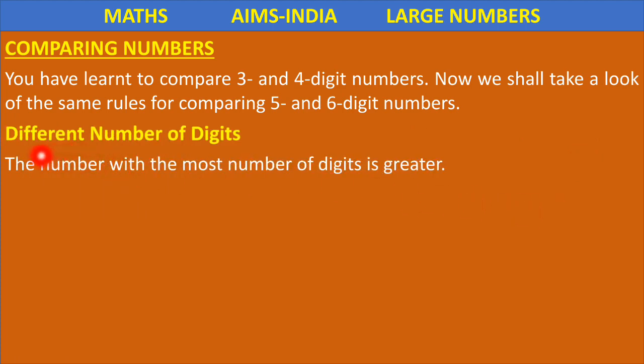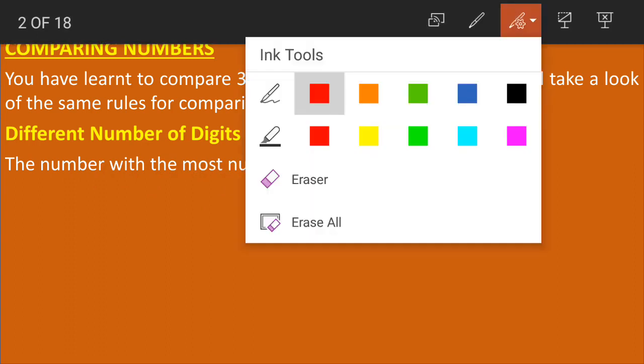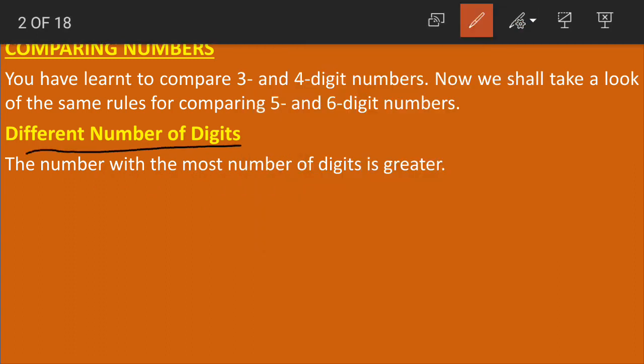How do we compare numbers when we have different numbers of digits? The number with the most digits is greater. What is he saying here? The number with the most digits is greater. What does different number of digits mean?